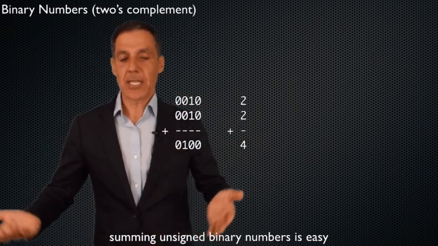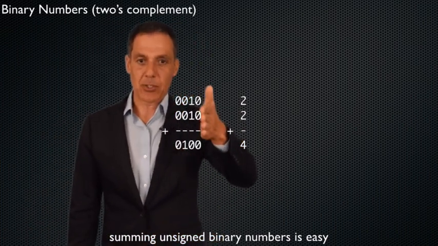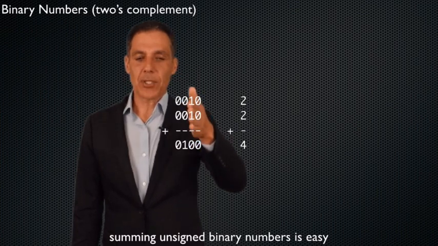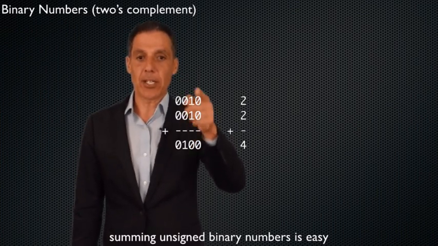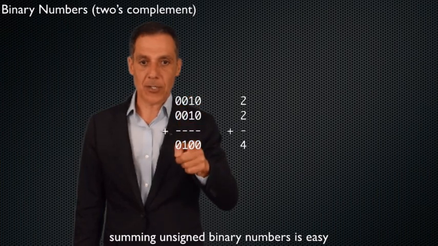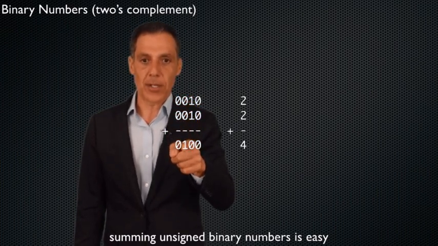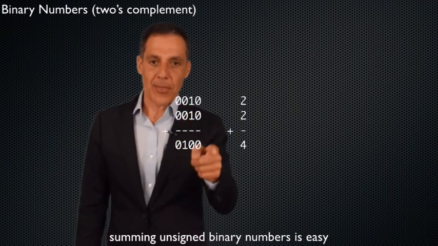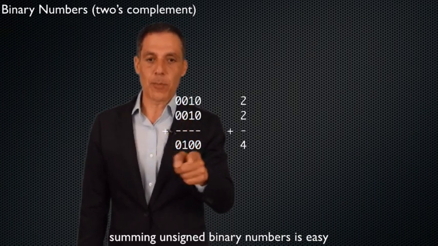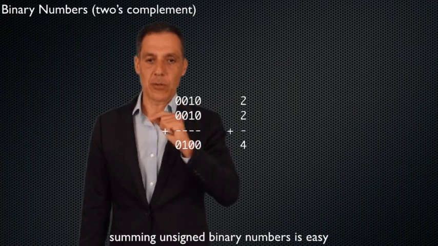Same way I add in base 10. So just column by column. 0 plus 0 is 0. 1 plus 1 is 2. 2 in binary is 10. I carry the 1, and I drop the 0. So now I've got 1 plus 0 plus 0. That's 1. And then I've got 0. So that is the 4-bit sum of these two 4-bit numbers.